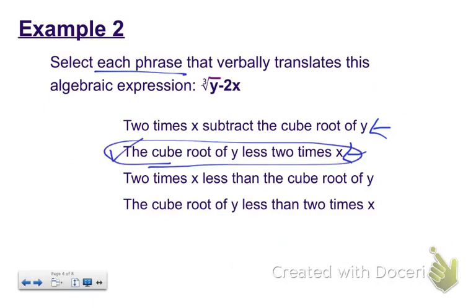When it says less, remember that means you're taking away. So if I said like 5 less $3, that's like taking away $3. So minus 3, or minus 2 times x. 2 times x less than the cube root of y. That is also correct.